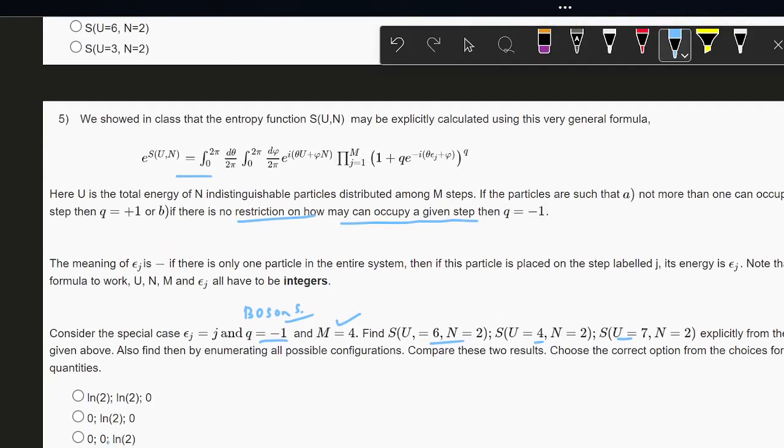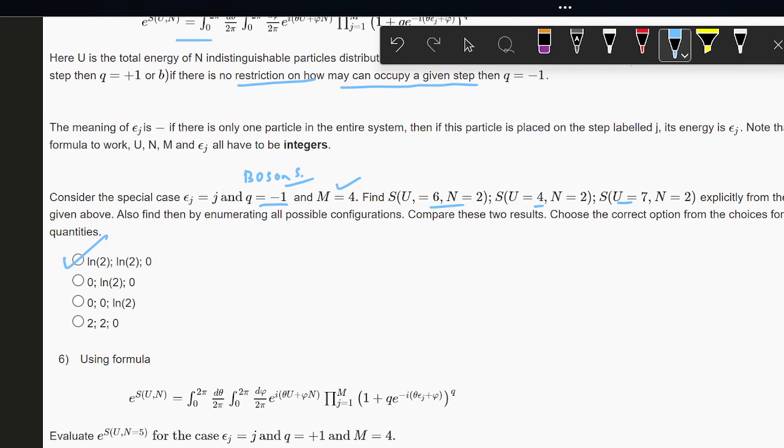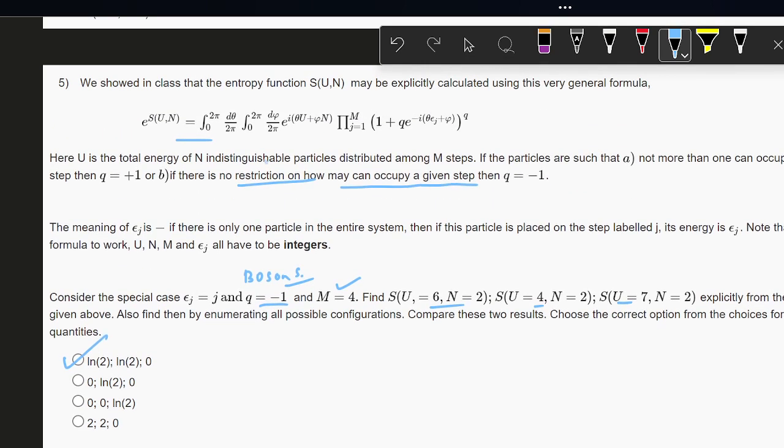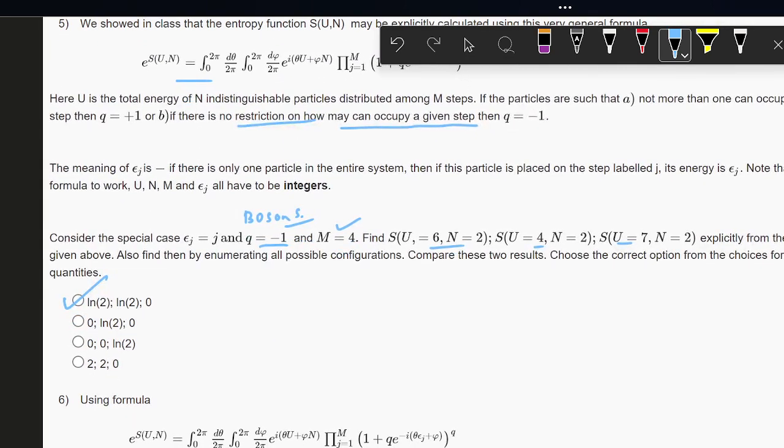Yeah. So our answer will be option number 1. Then the last question is pretty similar. You will see that here the same formula is again put, and the q value is +1. That means just like the case that we had for question number 5. And also the other parameters are same, that is epsilon j equal to j, number of steps equal to 4. The only change they have made is that n is now equal to 5. You now have 5 particles and you have to calculate the entropy for 5 particles.